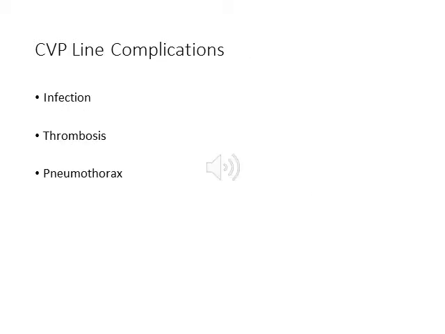All right, CVP line complications include infection, which may occur intravascularly or around the insertion site. Signs and symptoms include erythema, fever, and elevated white blood cell count. Definitive diagnosis of infection is with blood cultures. Prevention of infection includes routine dressing and IV fluid tubing changes, as well as adherence to sterile technique during insertion and during dressing changes.